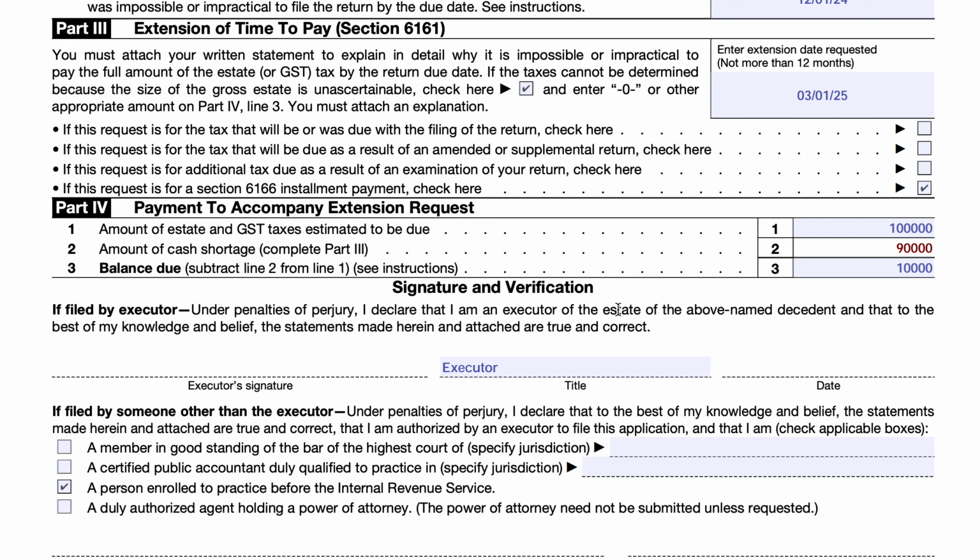But as an executor, you're actually a fiduciary for the estate. So any amount that you get an extension on, you're going to be paying interest. You may not be paying a penalty, but you'll be paying interest on that.